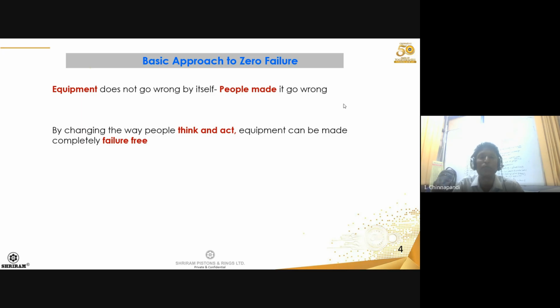We should have that mindset, because generally our approach is that if there is equipment, one day it will fail. That is the kind of mindset we generally adopt. But we have to change the mindset. We have to believe that we can definitely achieve zero failure. Okay. Next.